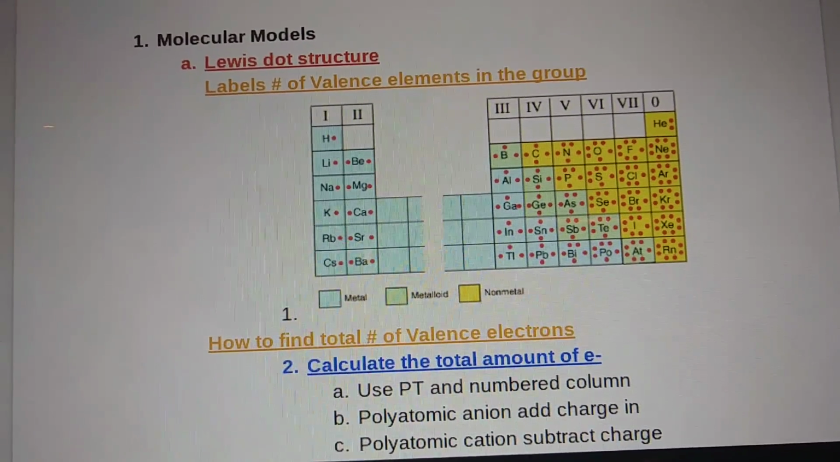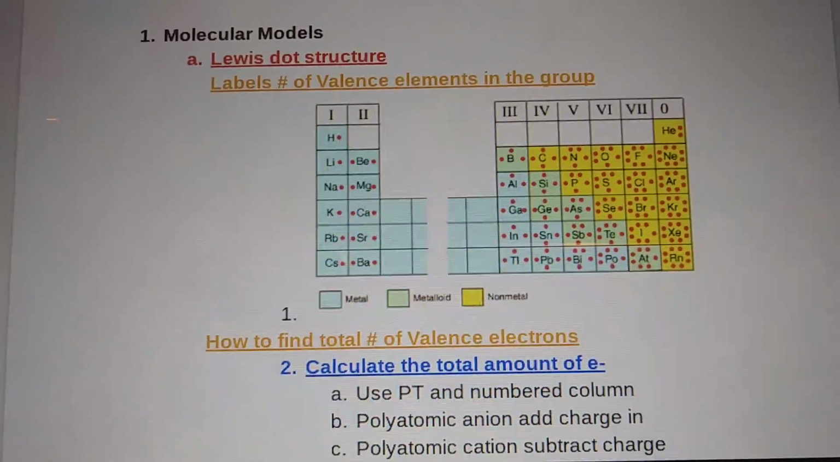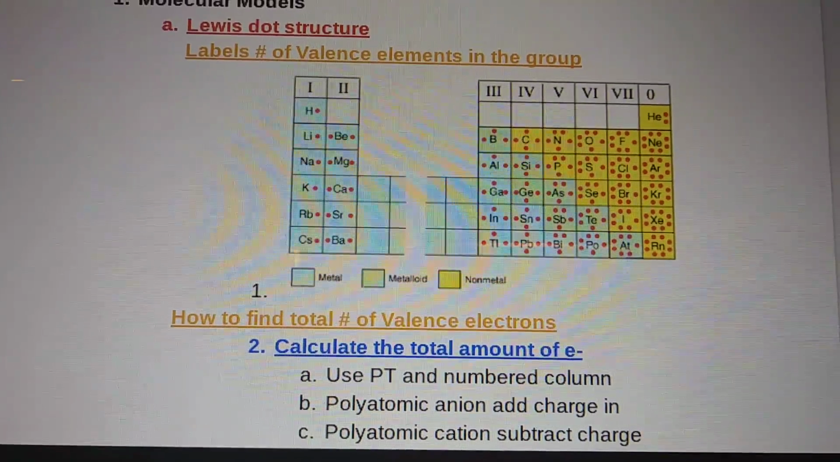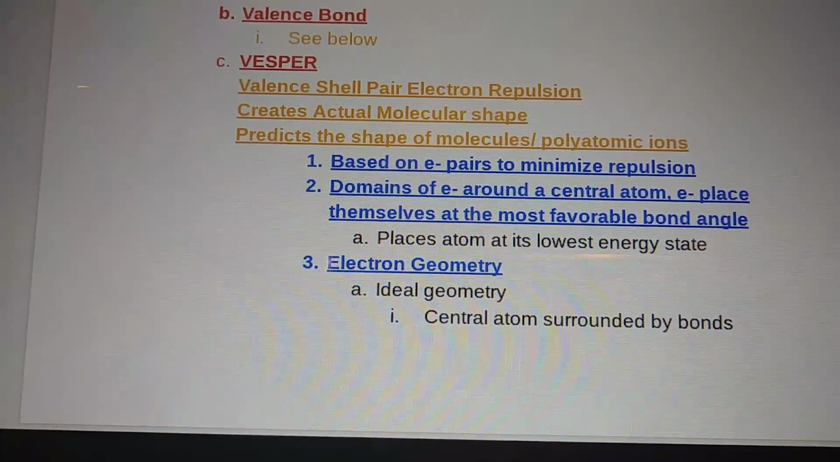Okay, so today we're going to be talking about molecular models, and in that subcategory, Lewis dot structure, VSEPR, and then valence bonds.